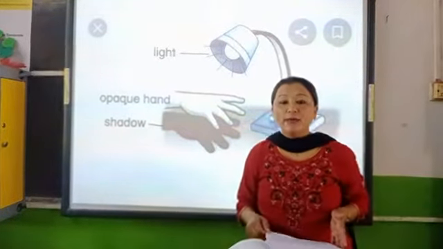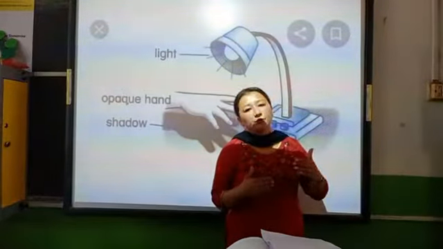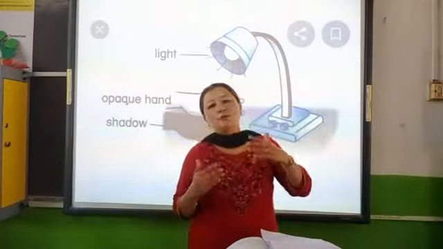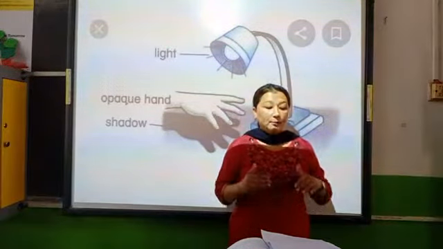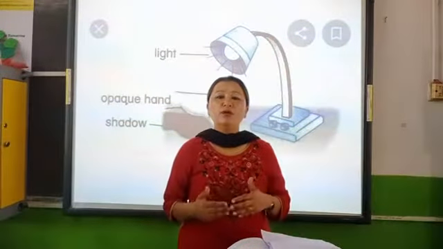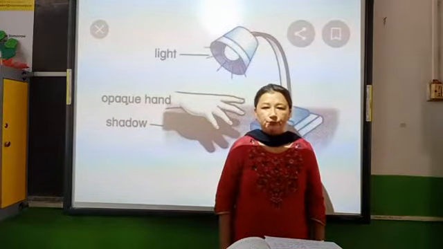So what is a shadow? When light falls on an opaque object, light is obstructed or blocked and a dark patch on a screen or surface is called a shadow.